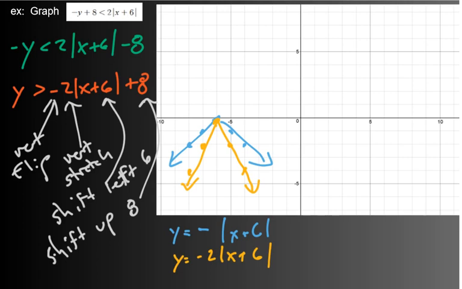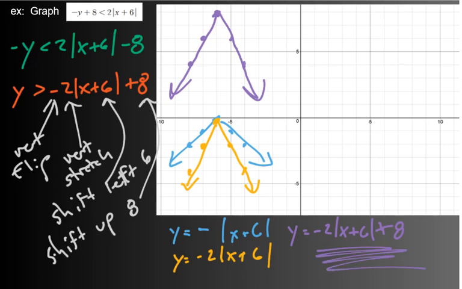And then last but not least, let's maybe just do purple. If I do the plus 8, I would just move this yellow graph up 8. And so its peak would be right about there. And then we would have that same slope of 2 or negative 2. And so that would be my final graph down here.